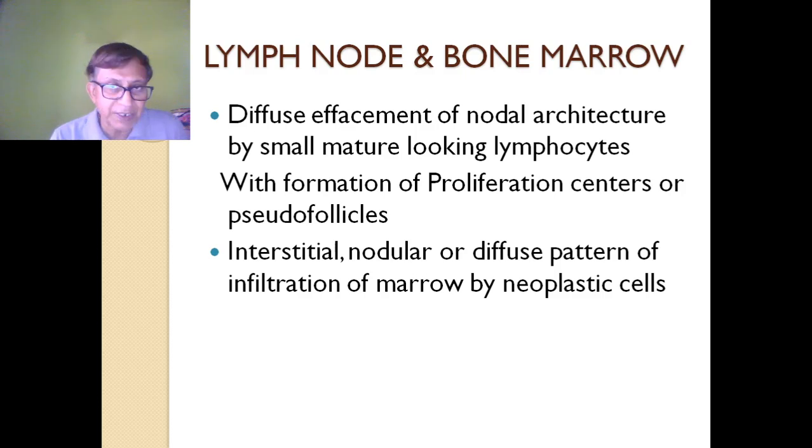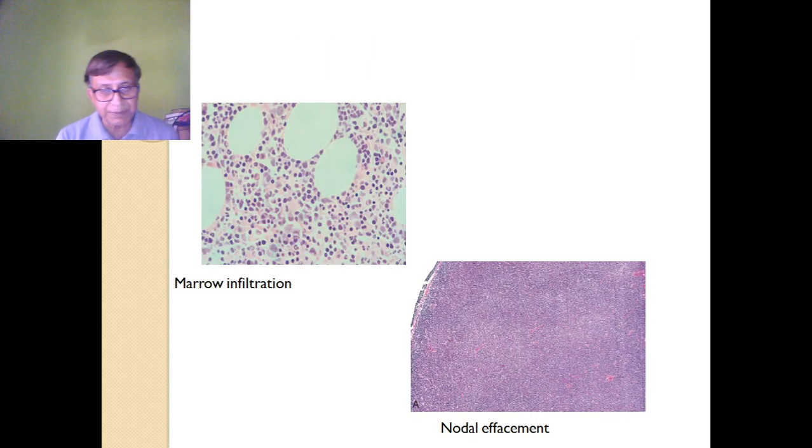Next point. So here the top picture gives an idea how the normal marrow is being infiltrated by neoplastic monomorphic lymphoid cells. Here, the bottom picture is a lymph node which shows effacement by monomorphic lymphoid cells. Normal nodal architecture is not present. Next.